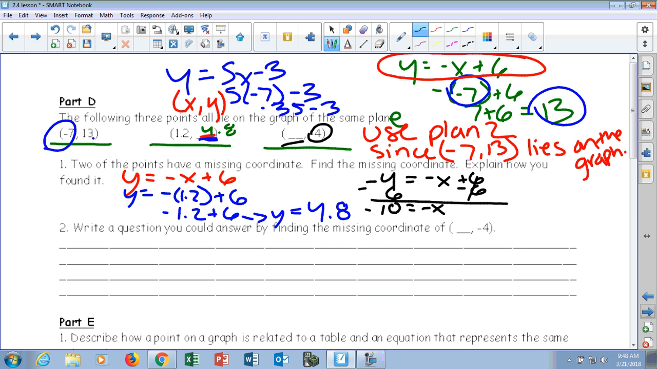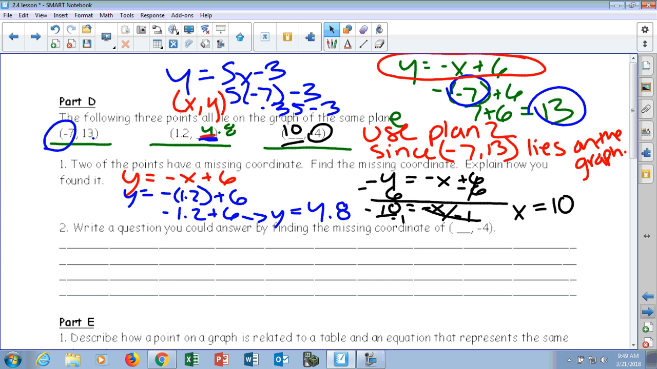Equals negative x. Well, that's not a positive x. I want a positive x. So I have to do one last step and divide this by negative 1. That cancels out and gives me x equals negative 10 divided by negative 1 gives me what? A positive 10. So that's what I would put in place over here for x. 10 comma negative 4. That's how you find those values when they give you just one variable.